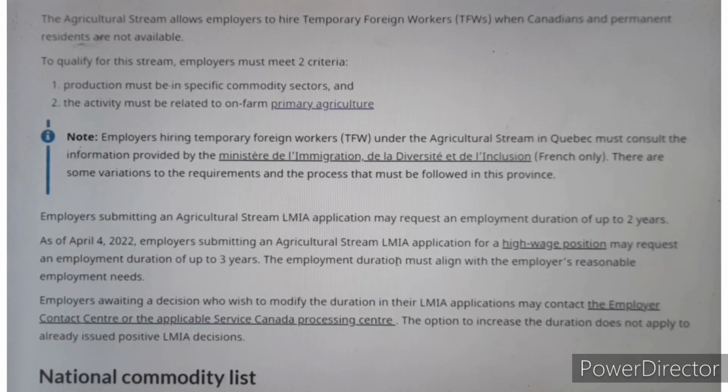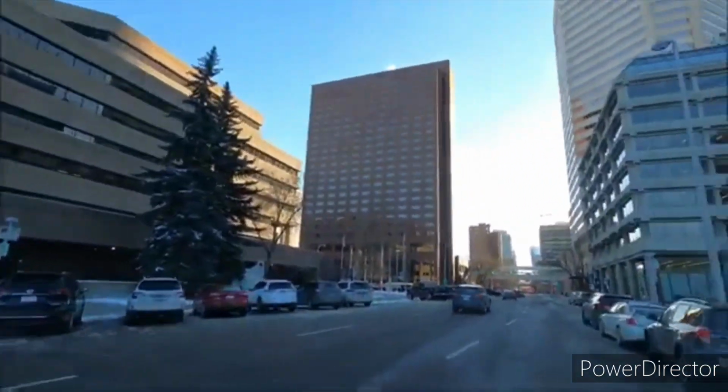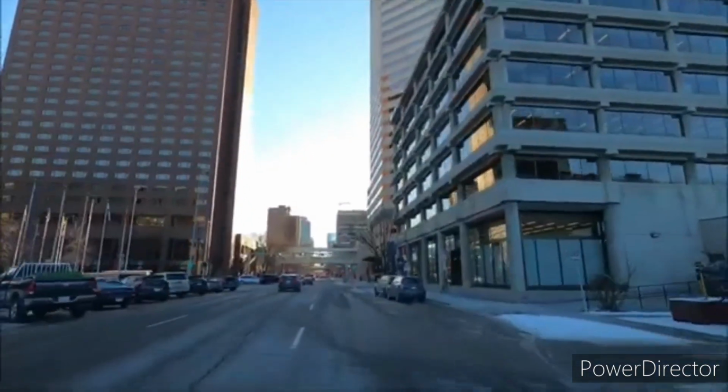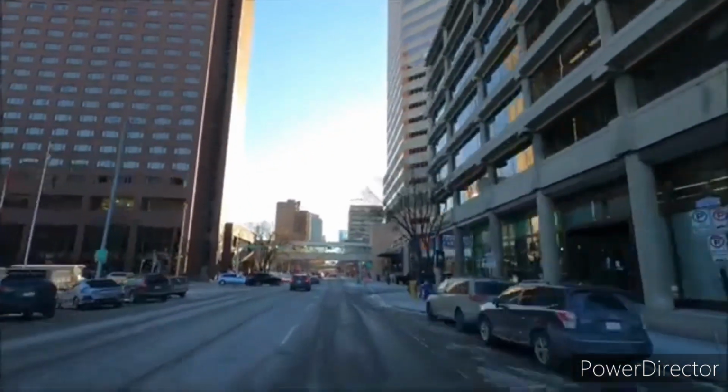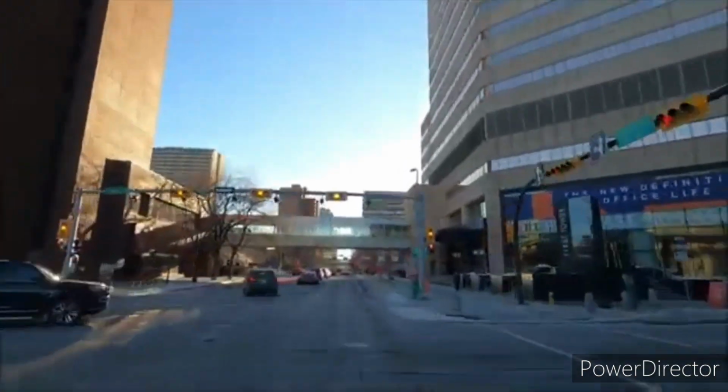So these are just ways that you can use to get permanent residence in Canada if you wish to stay there permanently. That's just about it, and I hope I have provided you with enough information on how you can get to know which jobs are applicable under the agricultural streams.